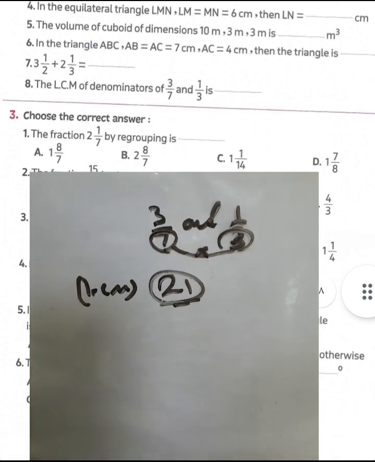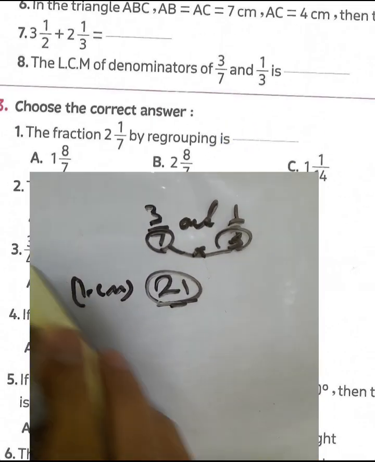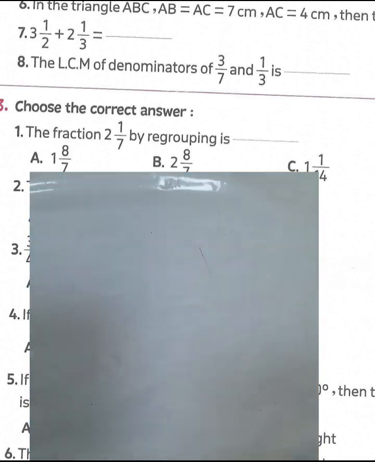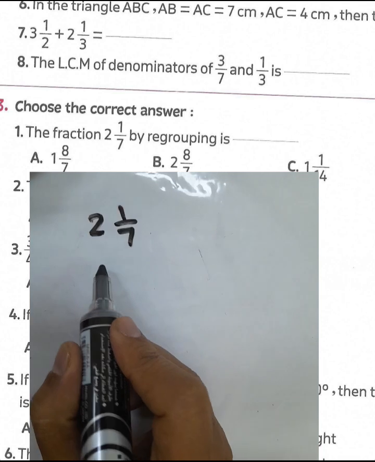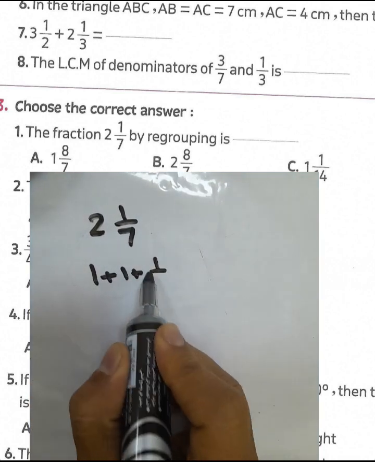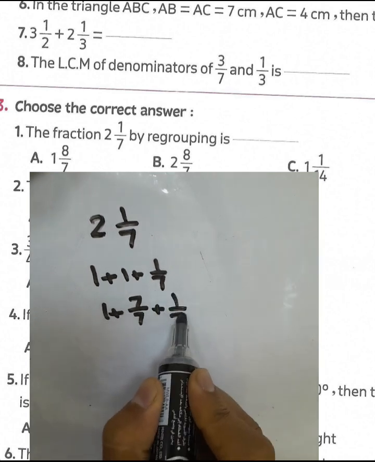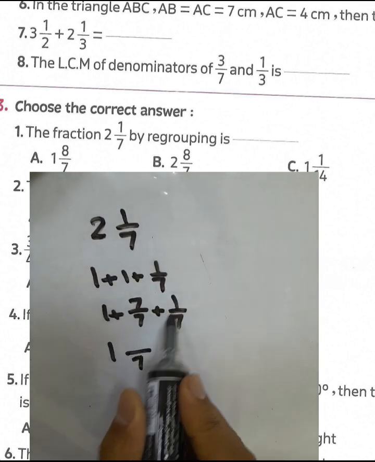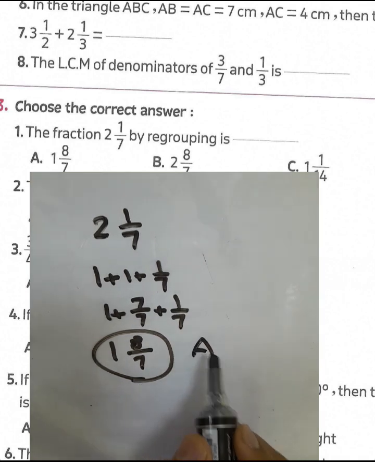Question number 3. Choose the correct answer. 2 and 1 over 7 by regrouping will be what? We have 2 and 1 over 7. We can regroup it. Write 1 plus 1 plus 1 over 7, and 1 here equals 7 over 7 plus 1 over 7. Write 1 and 7 plus 1 equals 8. Then by regrouping, the result will be letter A, 1 and 8 over 7.